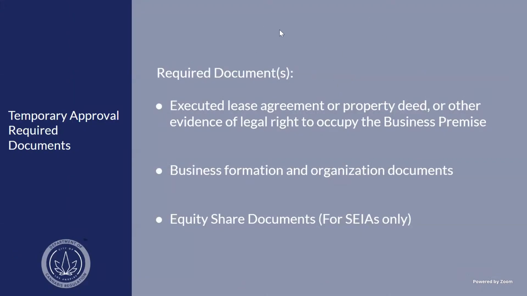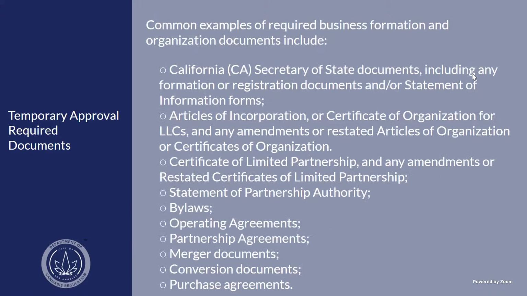You also have to provide an executed lease agreement or some other form of site control. The business formation and organization documents are no longer required. They are on file in the legal business entity records. For the existing licensees, as part of the renewal process, they were required to create the legal business entity records so that those documents could be moved over. And of course, the equity share review documents are now in the legal business entity record too.